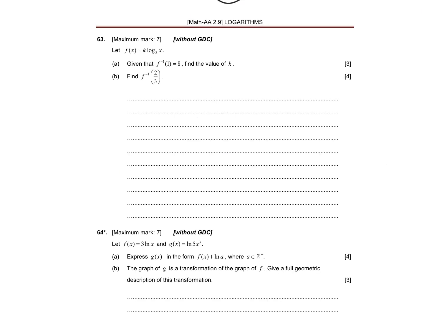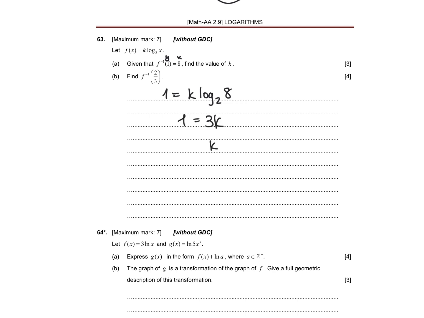So for 63, we've got that function. Given that the inverse at 1 is 8, find k. So this is y, this is x. So we're going to have 1 equals k log base 2 of 8. Well, log base 2 of 8 is 3 because 2 cubed is 8.